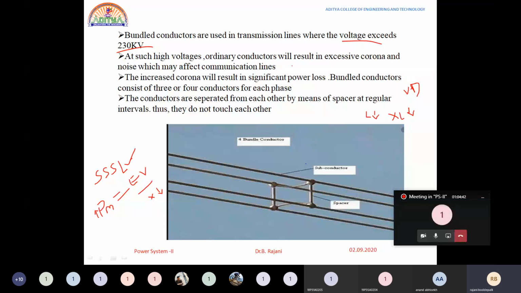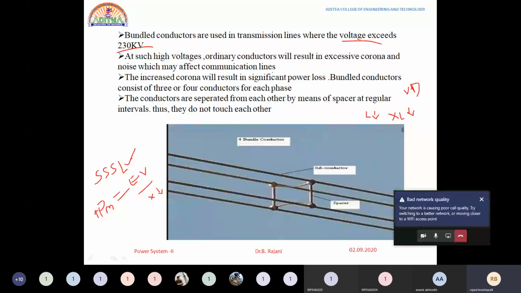It leads to the corona loss. This will reduce the transmission efficiency, and if the corona is increased, what will happen? Power losses will be more. So bundle conductors with 3 or 4 conductors are used in each phase. In each phase, 3 or 4 conductors are bundled together.